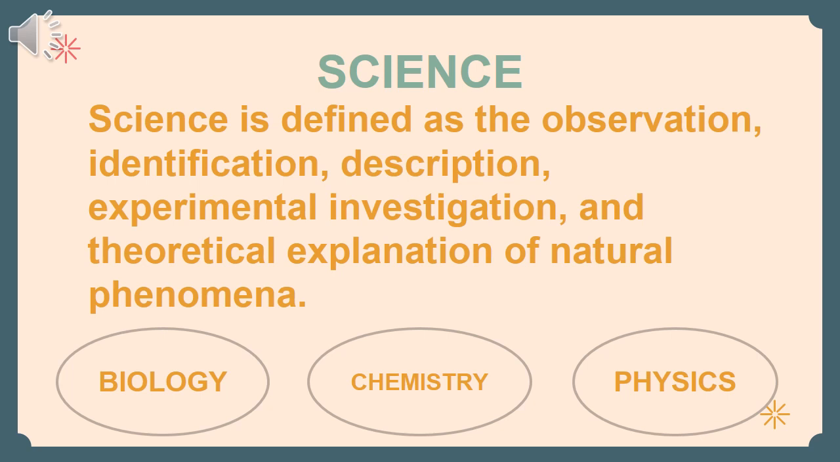In simple words, biology deals with the study of living organisms. The second main branch of science is chemistry. It deals with the properties, composition, and structure of substances. Third one is physics. It deals with the nature and properties of matter and energy. And our today's topic, cells to organisms, is related to the branch biology.